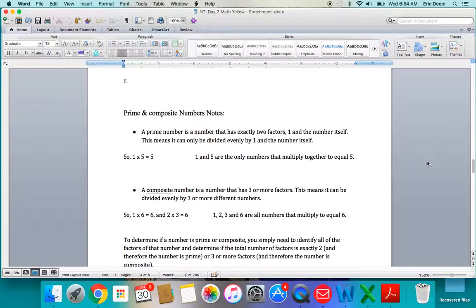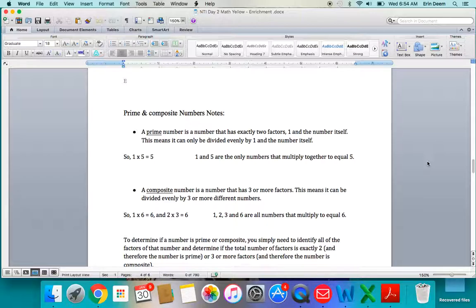Prime and composite numbers notes. A prime number is a number that has exactly 2 factors, 1 and the number itself. This means it can only be divided evenly by 1 and the number itself. So 1 times 5 equals 5. 1 and 5 are the only numbers that multiply together to equal 5.